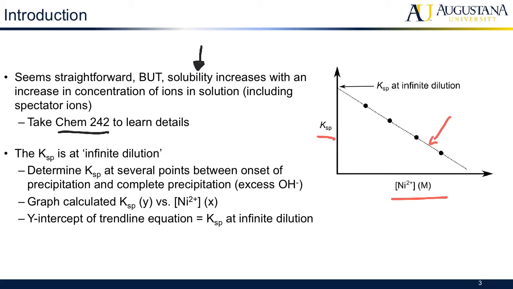And what we want to do in the end is find the KSP value for what we call infinite dilution, when the concentration of the ions becomes very, very small. And in this case, in particular, we want to project that back to 0. And so where that y-intercept is on that line is going to be the final answer that you come up with. And so we're going to determine this at several points. And again, I've discussed how you're going to calculate the concentration of nickel 2 plus and how you're going to determine the concentration of hydroxide.